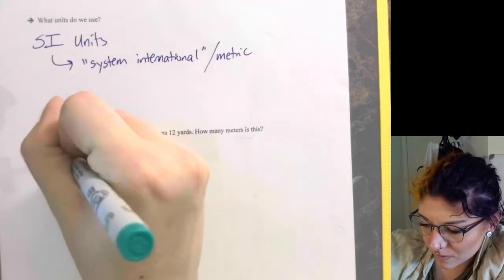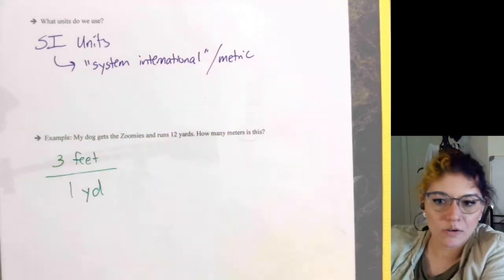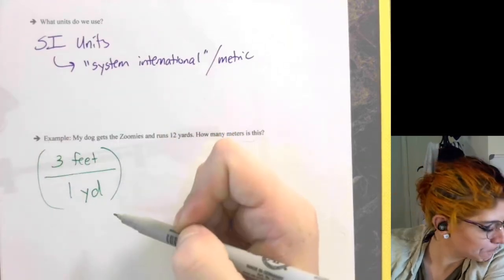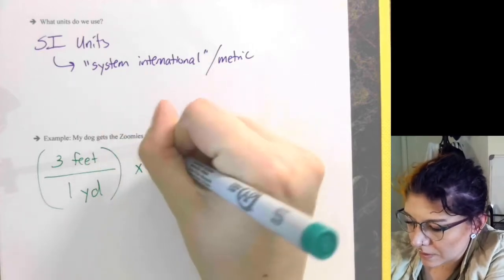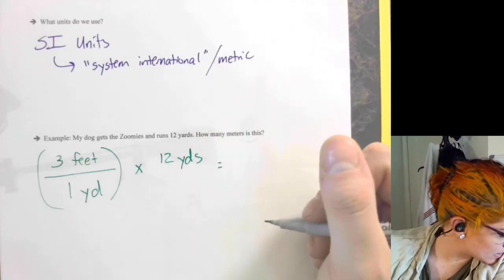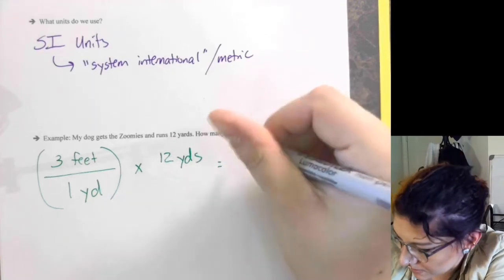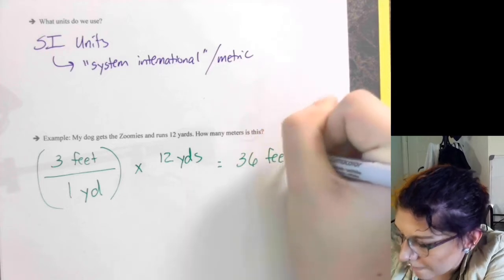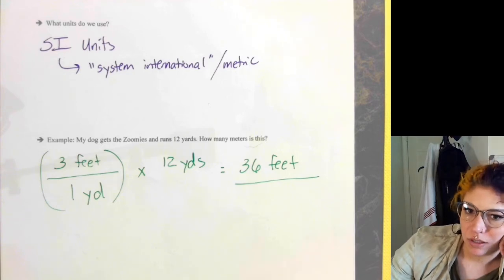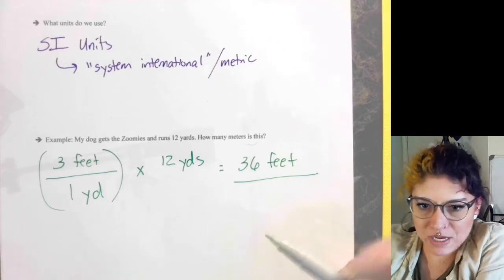So there are, after I Googled, 3 feet in 1 yard, right? So this is the ratio I know. And I know that she ran 12 yards. So what I get here is 12 times 3 is 36. So this is 36 feet, right? Okay, so I've converted from yards to feet. That's not what I want my end result to be. I'm looking for meters.